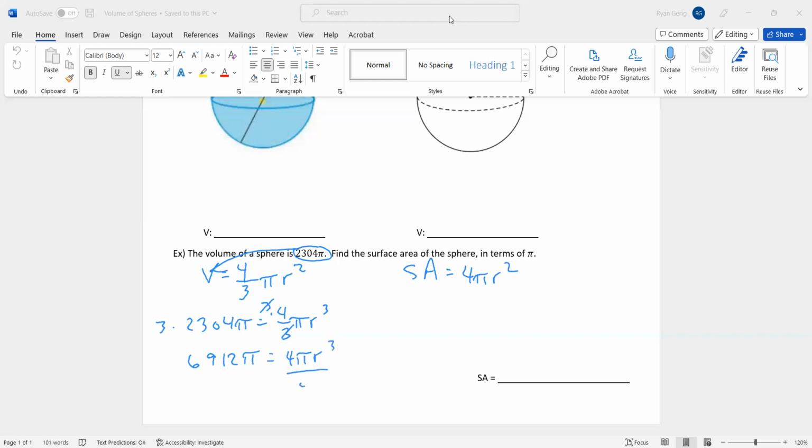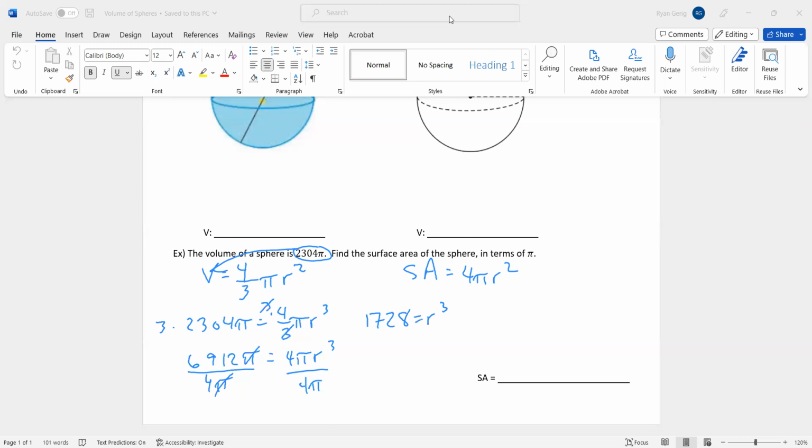I'm going to divide both sides by 4 pi. Good news is the pi's cancel. And I have 6912 divided by 4, which is 1728. So 1,728 equals r to the third power.